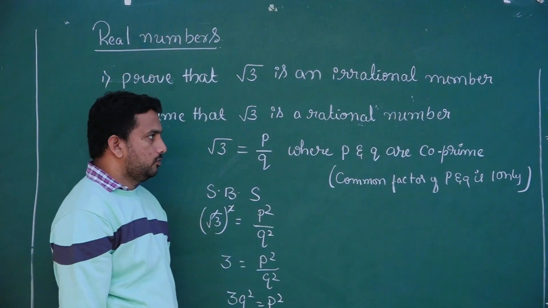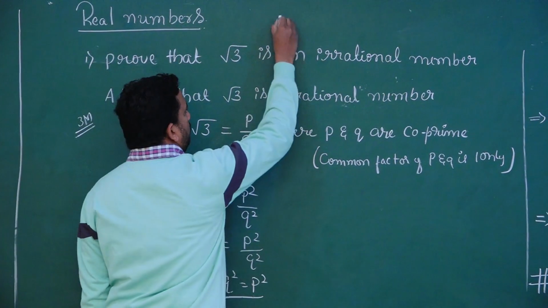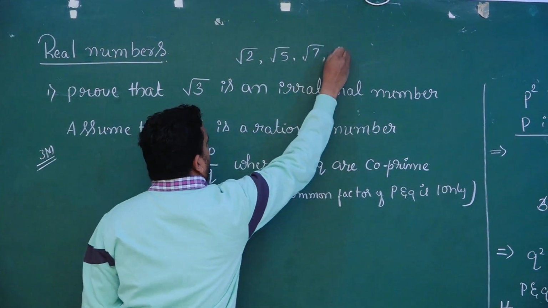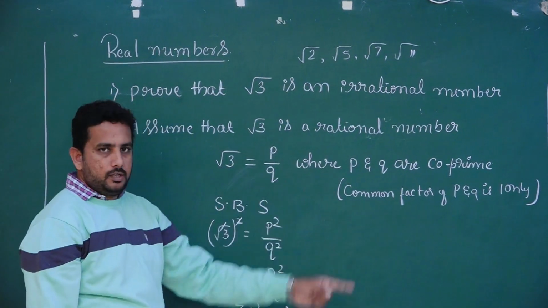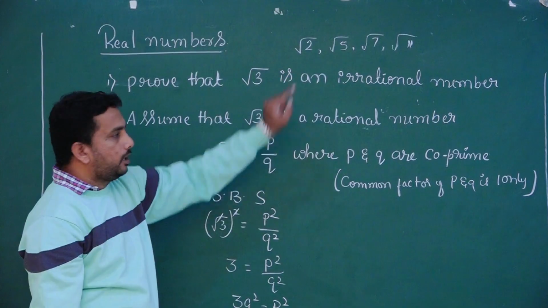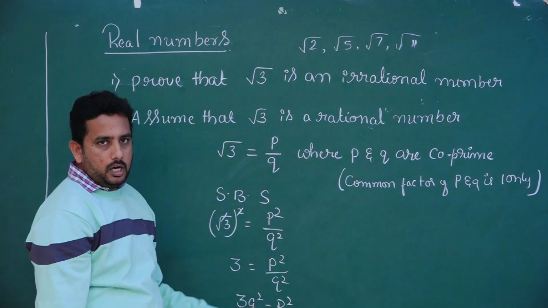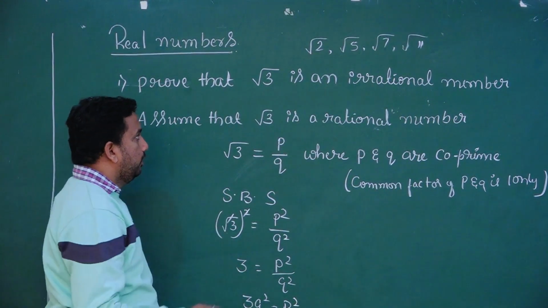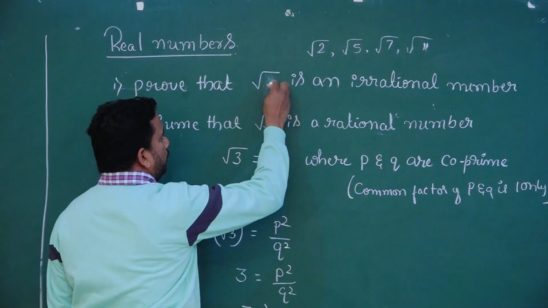There is an importance. Like this, we have so many irrational numbers, for example root 2, root 5, root 7, root 11. We prove all these irrational numbers with the same procedure and the same method. Just change the number and we get the answer. So I will show you how it is done. Here, instead of root 3 we write root 5.